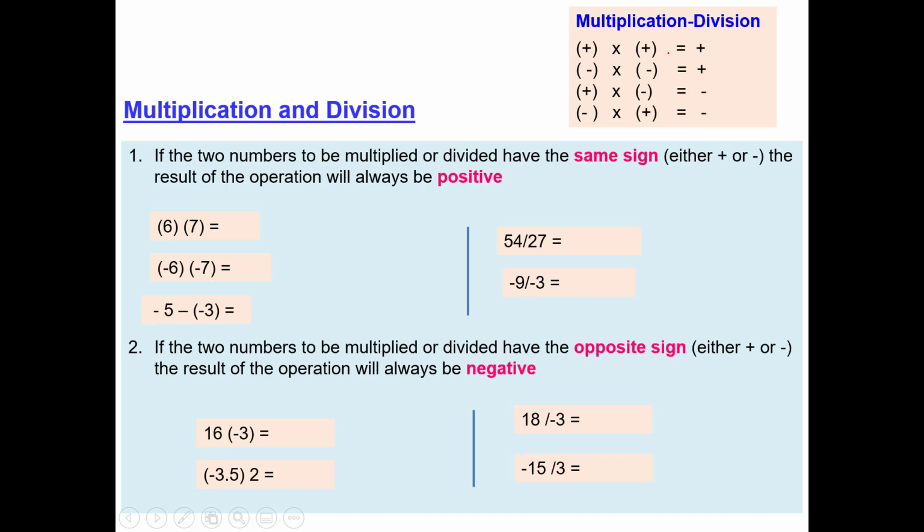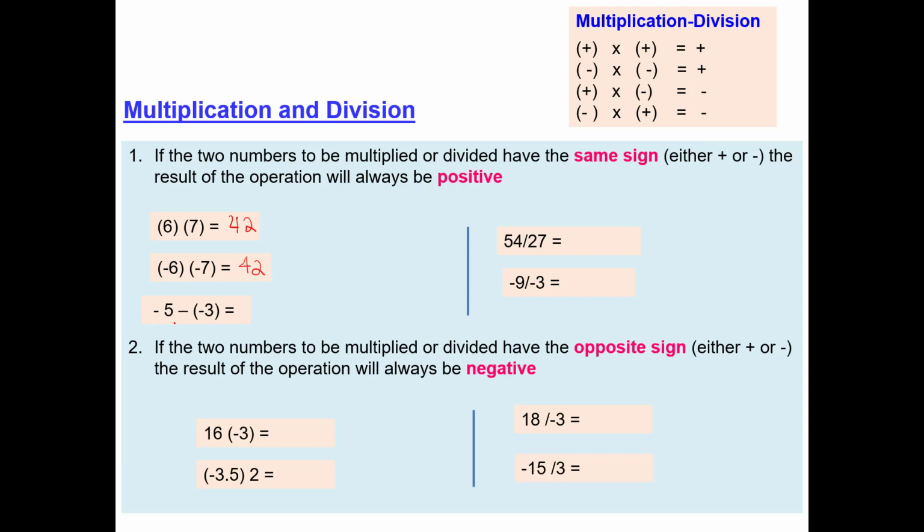If we multiply numbers with the same sign, the answer is positive. But if we multiply numbers with unlike signs, the answer is always negative. Let's try these few problems we have here. 6 times 7 is 42, because positive times positive is positive. Then negative times negative is positive. The answer is also 42.